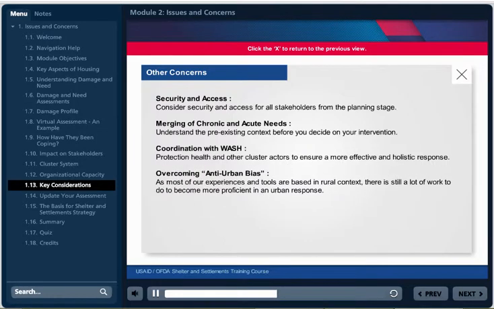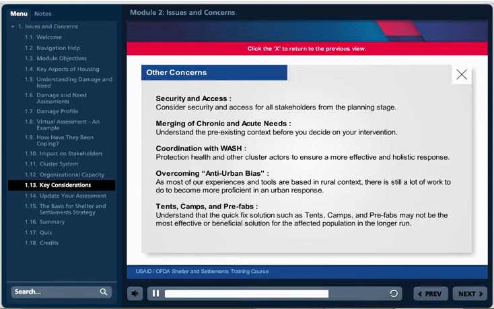Overcoming anti-urban bias. As most of our experiences and tools are based in rural contexts, there is still a lot of work to do to become more proficient in an urban response. Tents, camps, and prefabs: understand that quick-fix solutions such as tents, camps, and prefabs may not be the most effective or beneficial solution for the affected population in the long run.